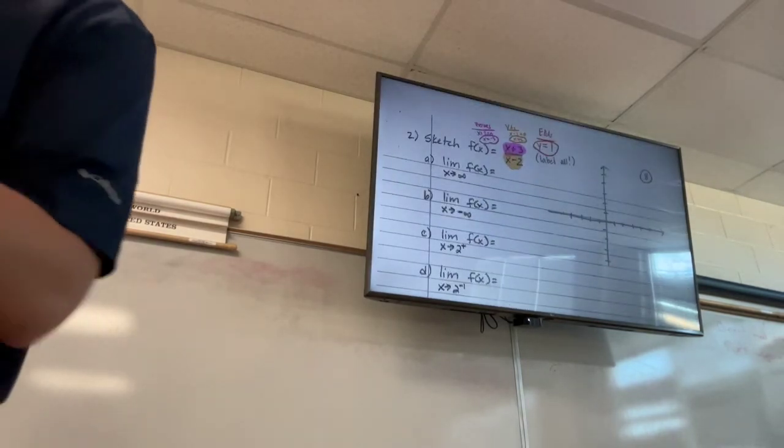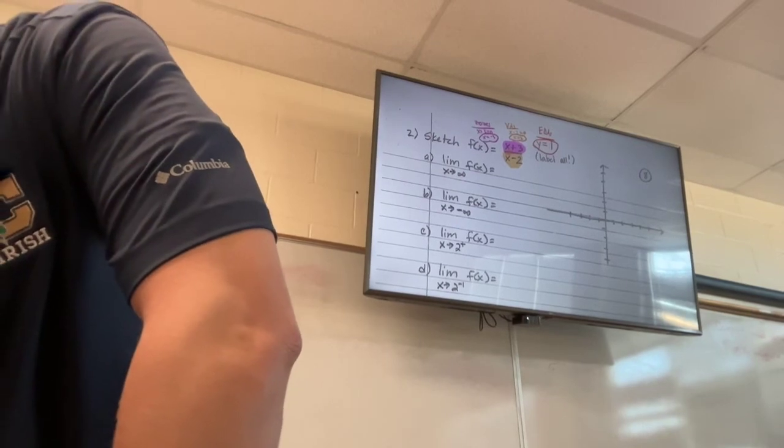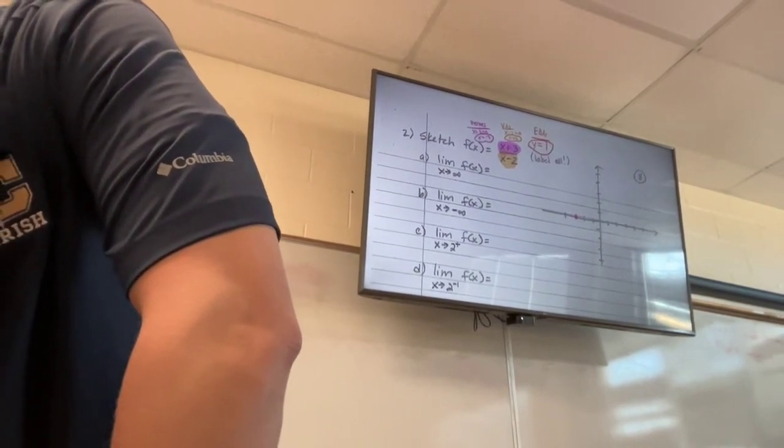Okay, guys. All right. So let's go ahead and graph these. Let me plot my zero. I only got 1 zero here, unfortunately. Let me plot my vertical asymptote at x equals 2.